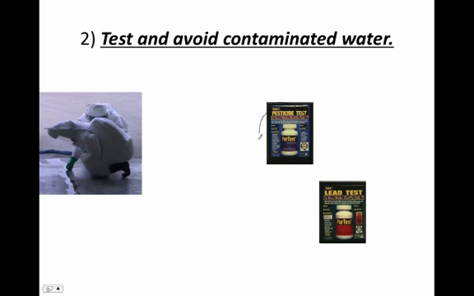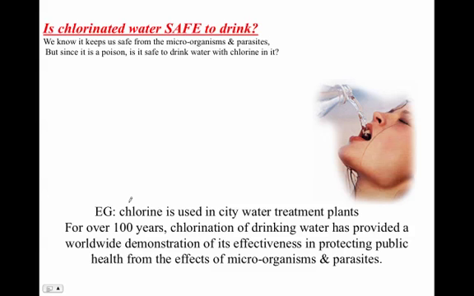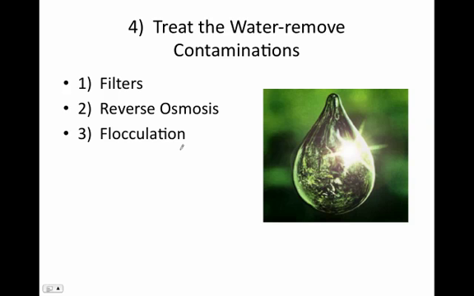Test and avoid. As you know, there are all sorts of test kits we can use to help test it. And you can kill. Iodine is one method that we might use to kill microorganisms. Chlorine is a disinfectant that we add; actually most city water treatment plants will use chlorine. Bromine is another one that is used as a disinfectant. And we can remove contaminants through filters.